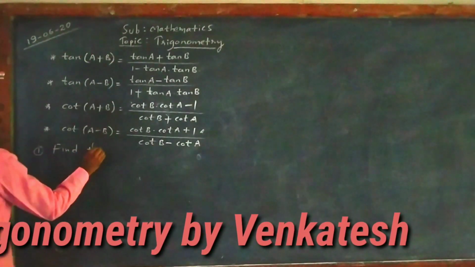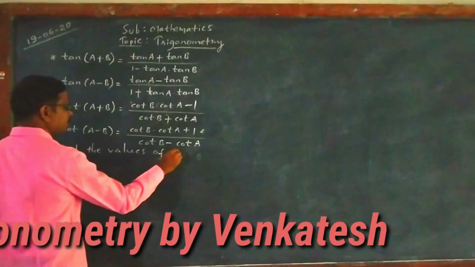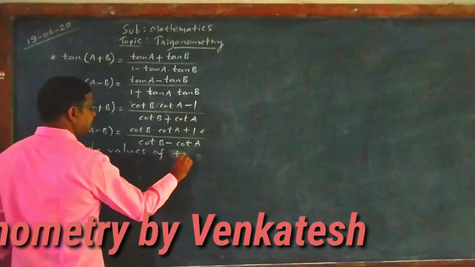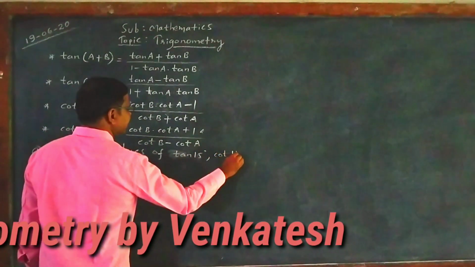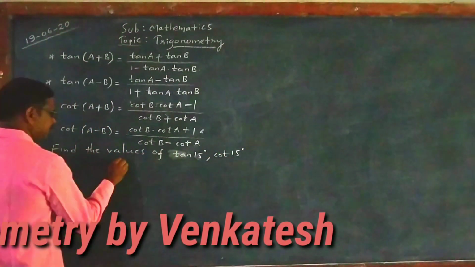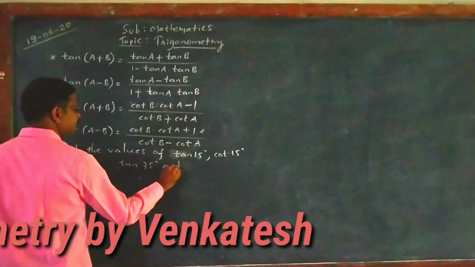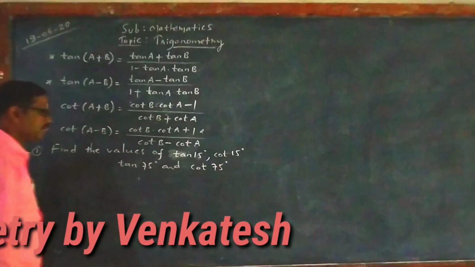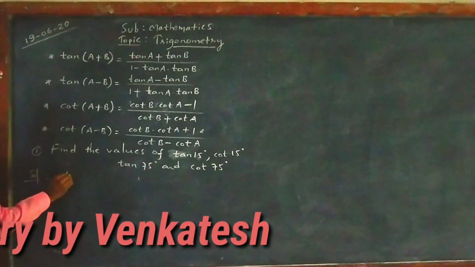Question is, find the values of tan 15, cot 15, tan 75 and cot 75. Okay? Let us see first tan 15.